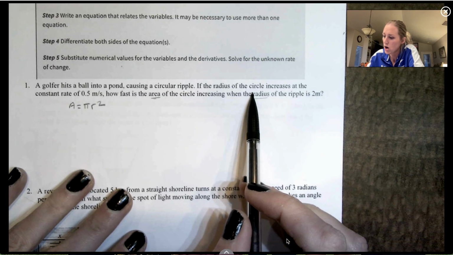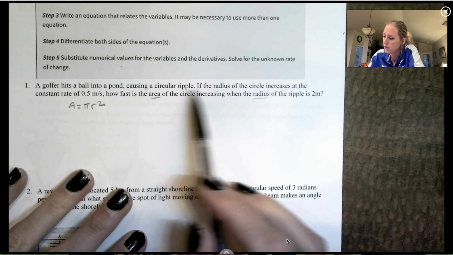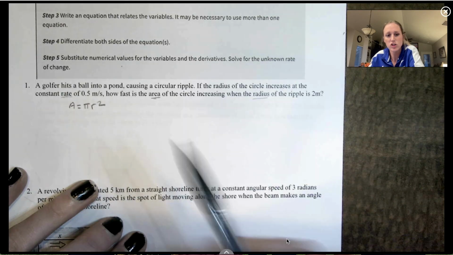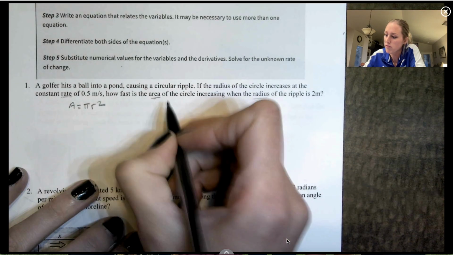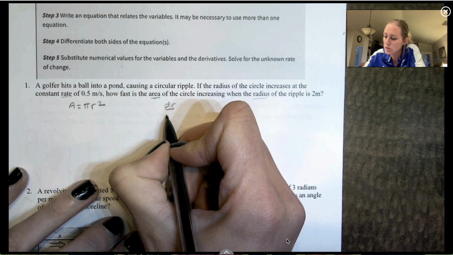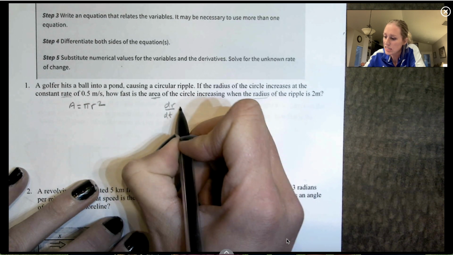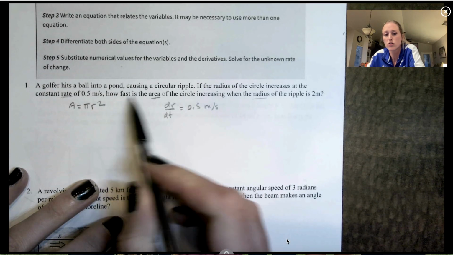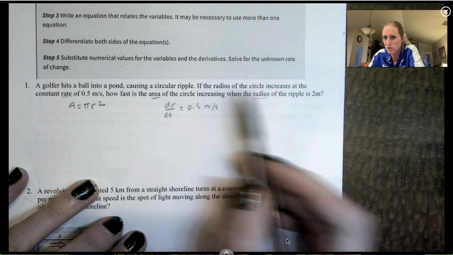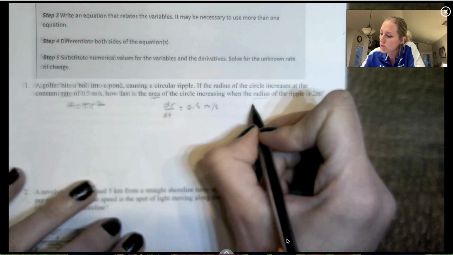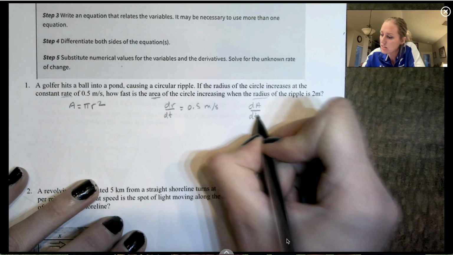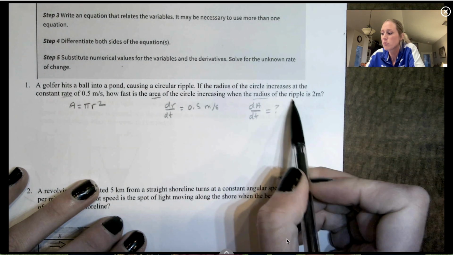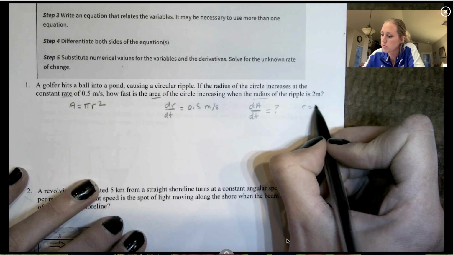Before I take the derivative of both sides, we have the radius of the circle increasing at a constant rate. Anytime I'm given a rate of change, that is a derivative. So they're giving me a derivative of r with respect to time. So dr/dt is 0.5 meters per second. How fast is the area increasing when the radius of the ripple is 2? So we are looking for dA/dt, the rate of the area compared to time. That's what we are looking for. And then we're given an instant: r is equal to 2 meters.